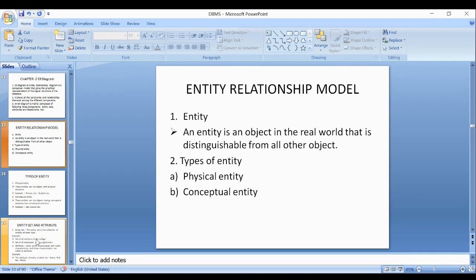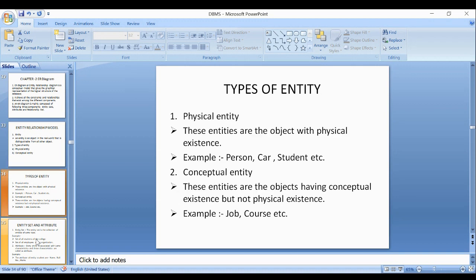Now coming to the entity relationship model. What is entity? An entity is an object in the real world that is distinguishable from all other objects. Now coming to the types of entity, there are two types of entity: physical entity, conceptual entity.